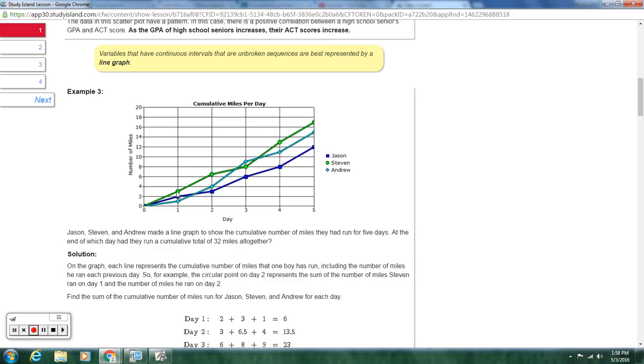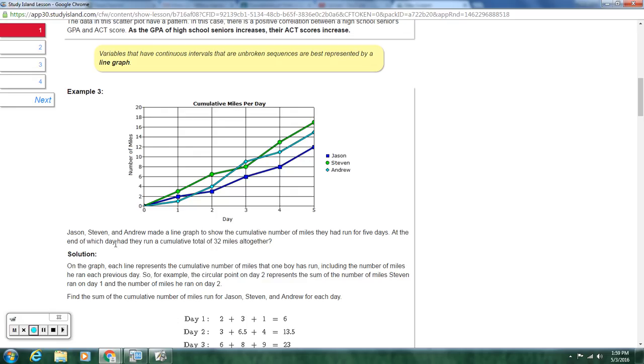So the first day, Stephen, this green person, it looks like he ran 3 miles on the first day, and he was a little bit over 6. So how many did he run the second day? He started with 3 miles on the first day, and his total was 6 on the second day. How many did he run the second day? 3 more miles. Then on the third day, he's only at 8. So how many miles did he run the third day? 2 miles. So you got to understand what they're saying here.